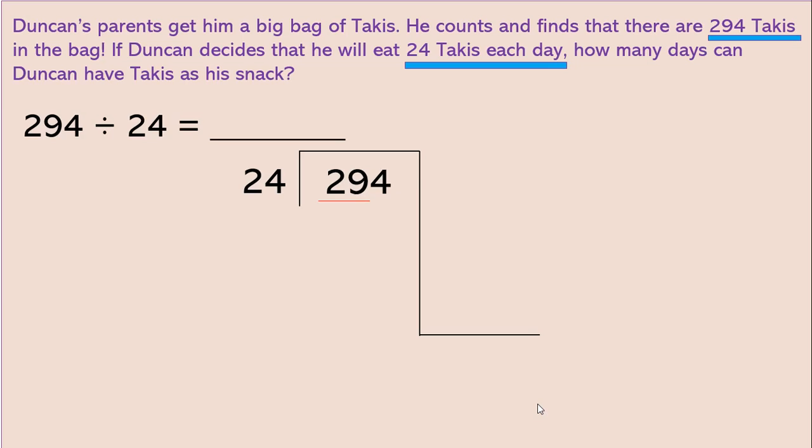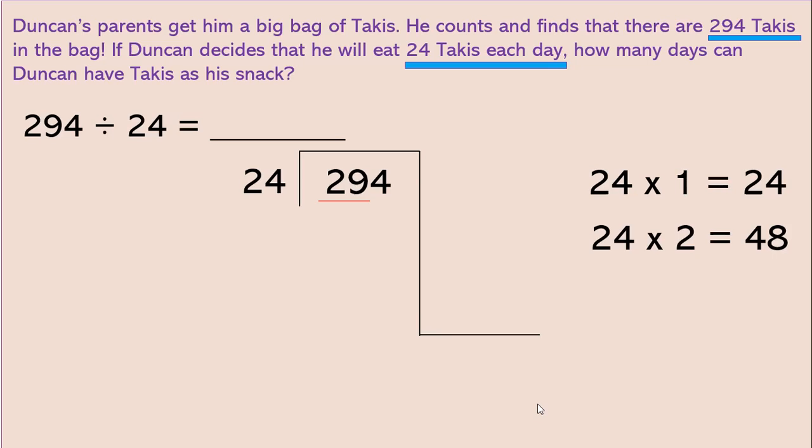Let's start by listing our multiples of 24. 24 times 1 is 24. 24 times 2 is 48. Ooh, 48 is too big. We only need 29 tens. So we're going to be using 24 times 1.